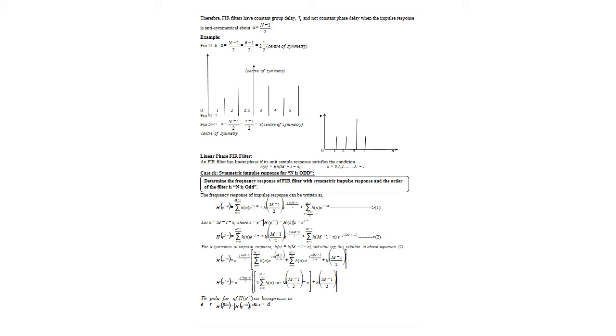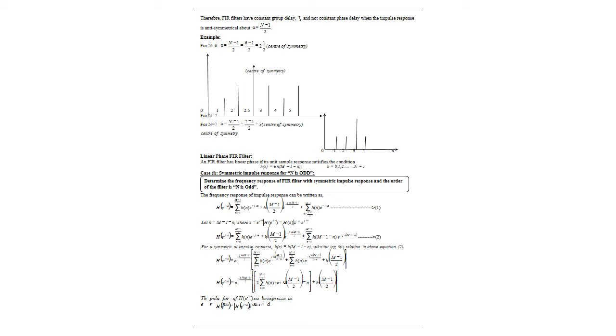So we'll get H(e^jω) = e^(-jω(M-1)/2) [ Σ_{n=0}^{(M-3)/2} h(n) e^(jω((M-1)/2 - n)) + Σ_{n=0}^{(M-3)/2} h(n) e^(-jω((M-1)/2 - n)) + h((M-1)/2) ].